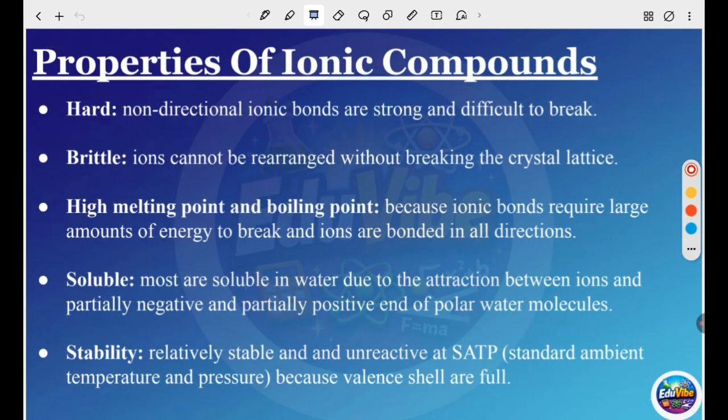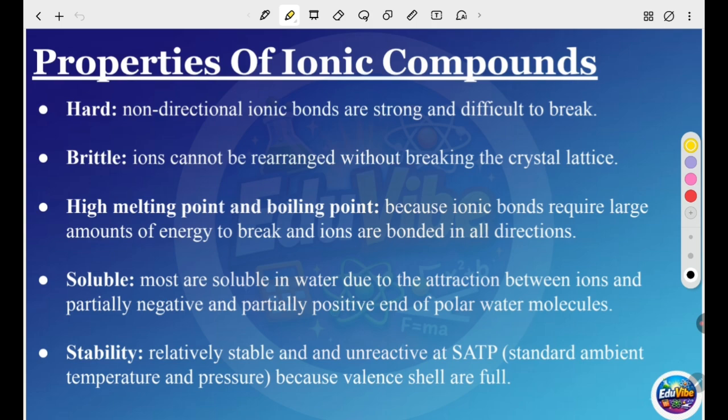We have only five major properties here, and you will definitely get one or two MCQ questions related to this topic. One for sure, not two for sure, but one for sure you get. So, the properties of ionic compounds.